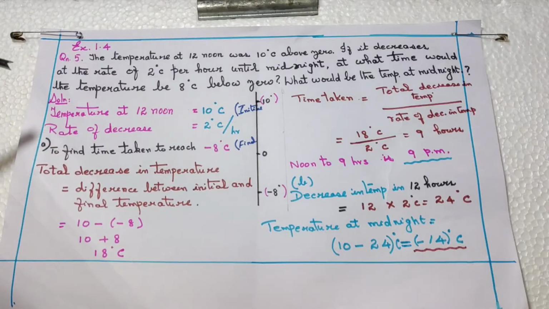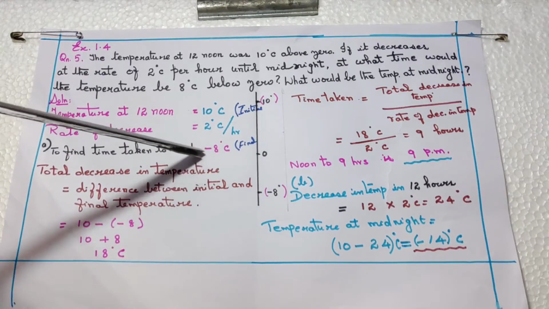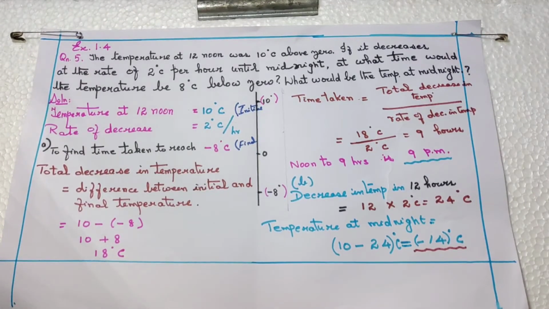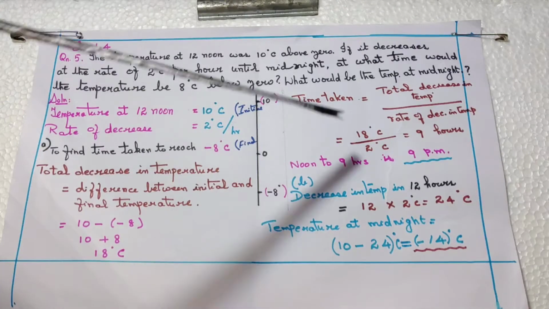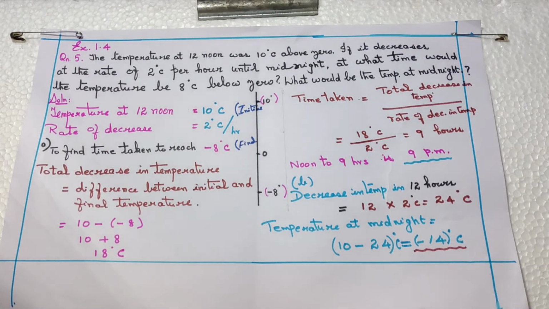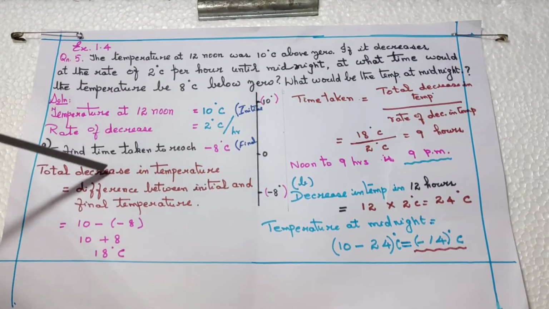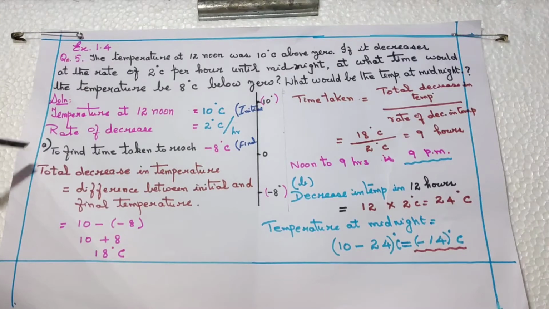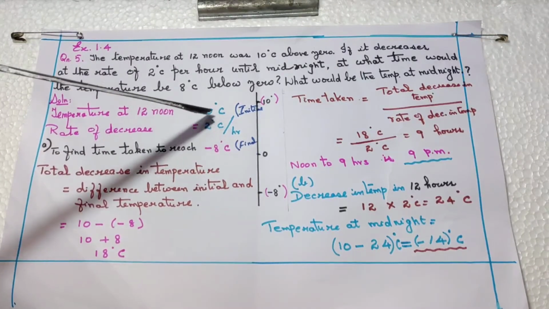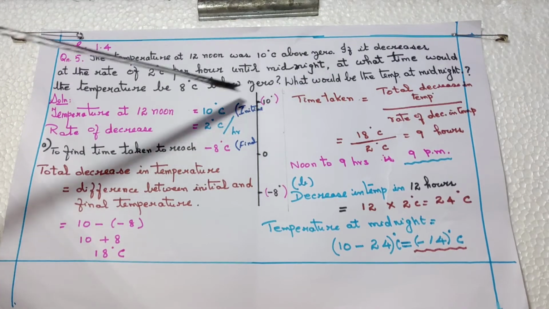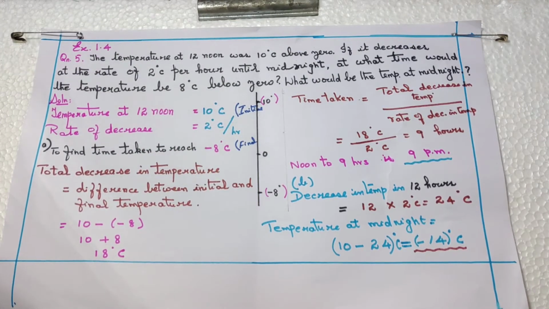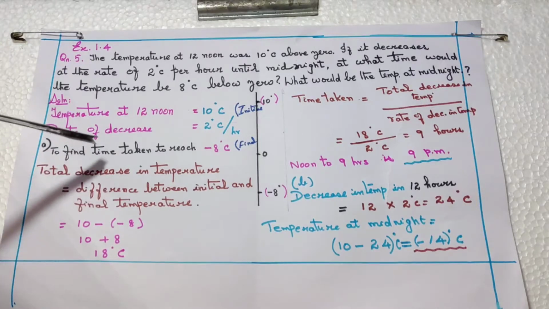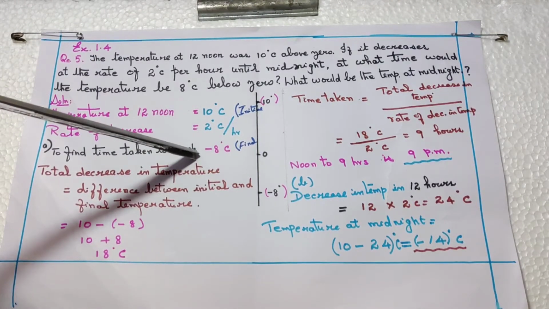Now, there are two questions here. One, we should find the time when the temperature will be minus 8 degrees Celsius. And one more question here is, what would be the temperature at midnight? Okay, now let us proceed. For the first one, we should find the time taken to reach minus 8 degrees Celsius. Now, here we can consider the temperature at 12 noon, that is 10 degrees Celsius. It is given above zero, so it is positive as initial temperature. And we want the final to be here as minus 8 degrees Celsius.